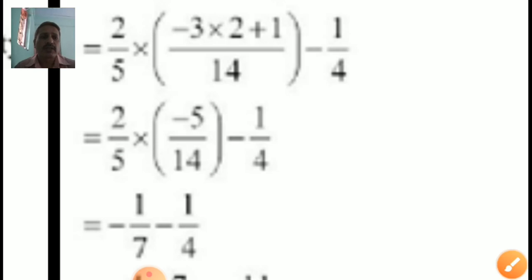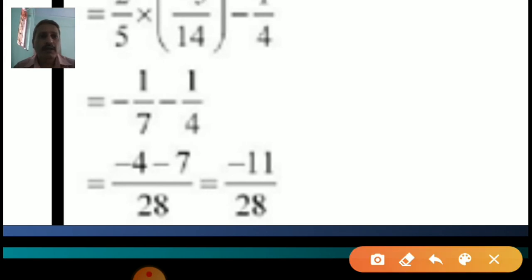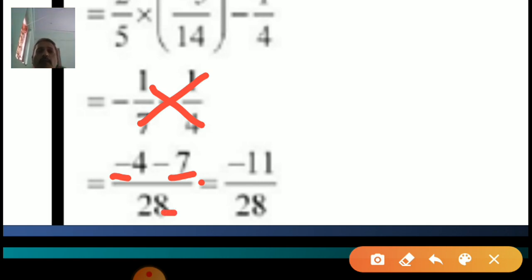Let's check for 7 and 4. From this one, you just cross multiply. That means this number will move to here, and this number has to multiply with this one. So 4 ones are 4 and 7 ones are 7, and the down one is multiplied. 7 fours are 28. Both numbers are minus, so add up. That's minus 4 minus 7 gives us minus 11.